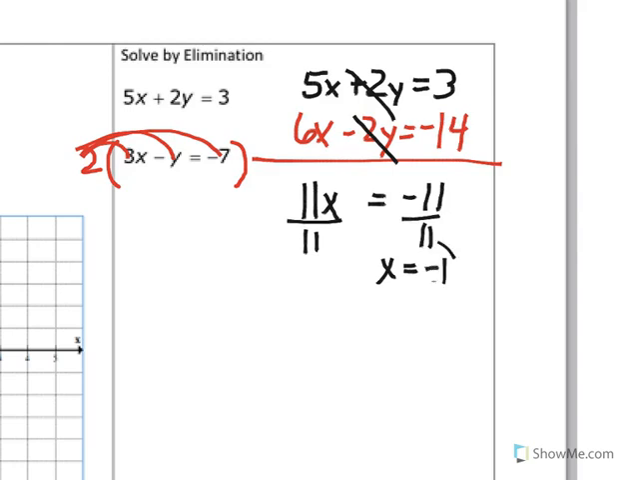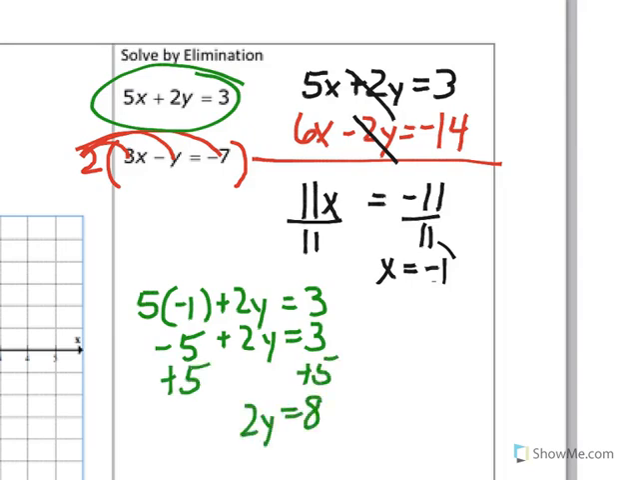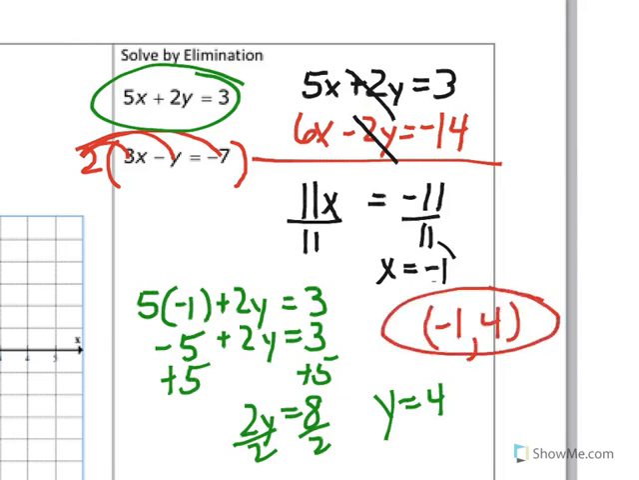Now, let's take this -1 and plug it back into one of the equations. I'm going to use this first one because I like the lack of negative sign. So 5 times -1 plus 2y equals 3. So we get -5 plus 2y. Then I add the 5. Get 2y equals 8. Divide by 2. y equals 4. So the solution to this equation is -1, 4. We always like to write our solutions as a coordinate pair, and there it is. Circle your answer. Okay, let's go to the bottom left and do that question.